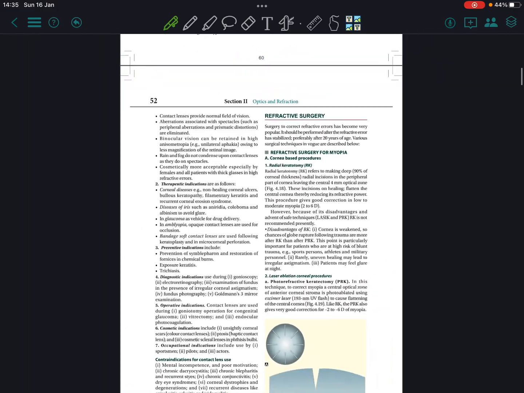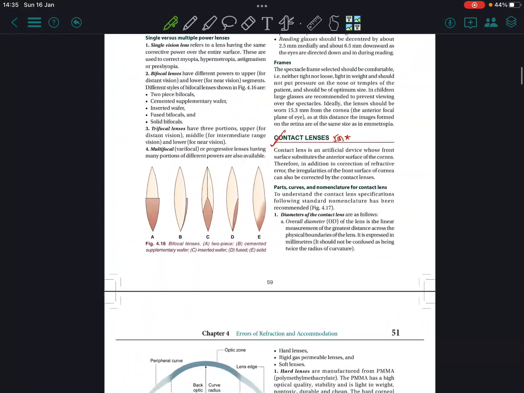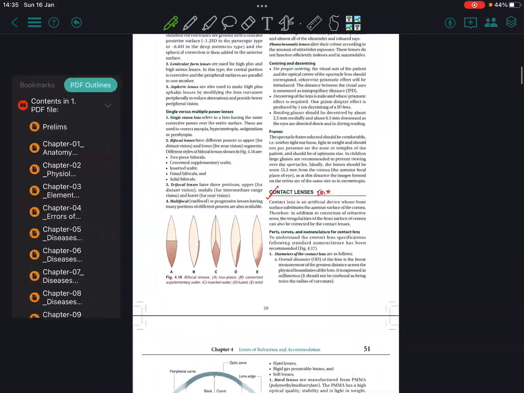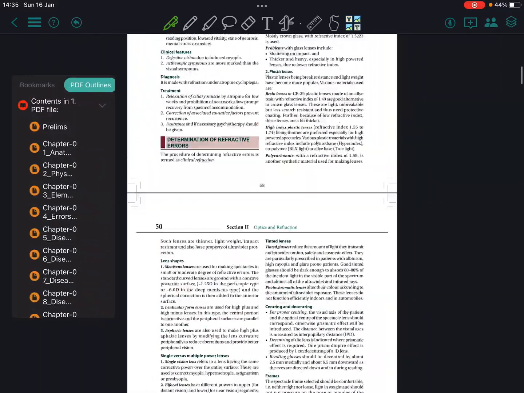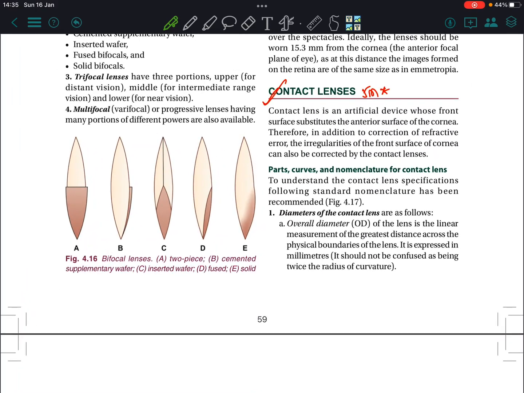Refractive surgery and contact lens. Contact lens is an artificial device whose front surface substitutes the anterior surface of the cornea. Therefore, in addition to correction of refractive error, irregularities of the front surface of the cornea can also be corrected by contact lenses.